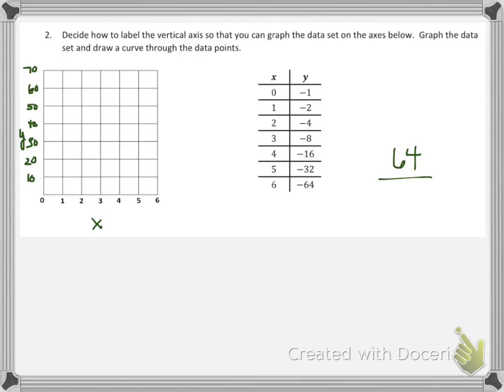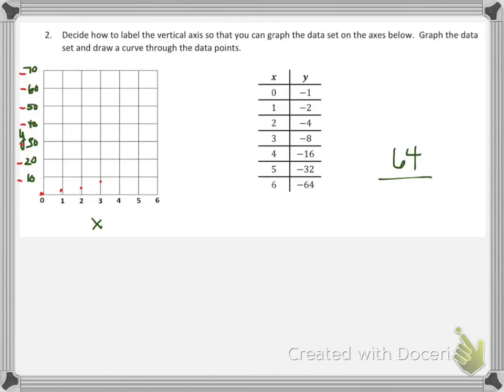So the first point is 0, -1. By the way, these are negatives. Let's make sure that we have that. Again, I'd like that to go down, but since the graph they gave us was up, we can do this. So 0, -1 is going to be really close to 0, somewhere down in there. 1, -2, very close to 0 as well, a little bit higher. 2, -4, not quite halfway to 10. 3, -8, we're getting close to 10.